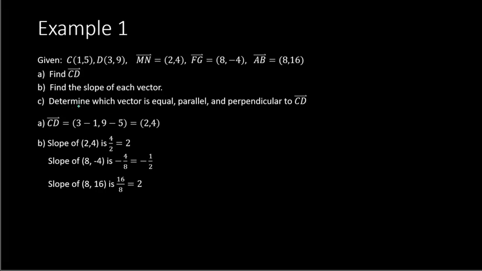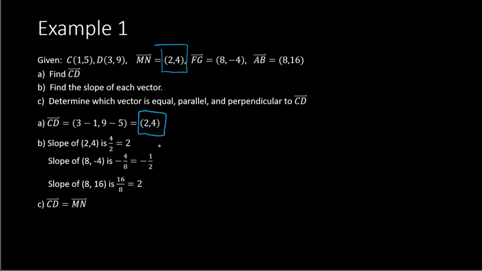And then part C is we're determining which vectors are equal, parallel, and perpendicular to vector CD. Well, CD was 2, 4, we said. To be equal, it's going to be the same. So we notice that vector MN is also 2, 4. So MN and CD are both equal. So those are equal vectors.